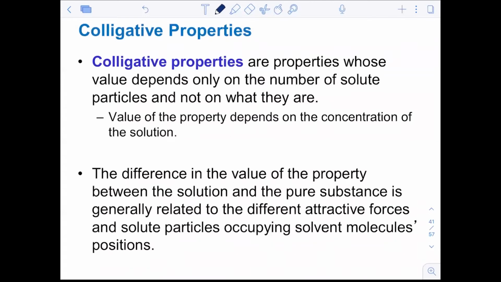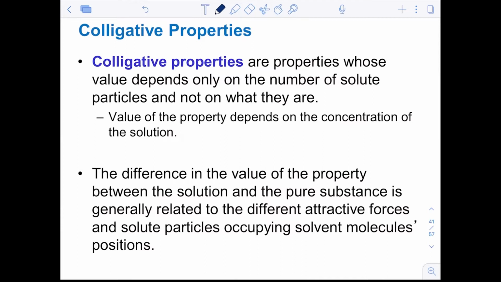All right, what are colligative properties? Colligative properties are properties whose value is going to depend on the number of solute particles, not necessarily what they are, but depend on how many there are, okay? So the value of the property is going to be dependent on the concentration of the solution. More concentration, more particles of solute, right?